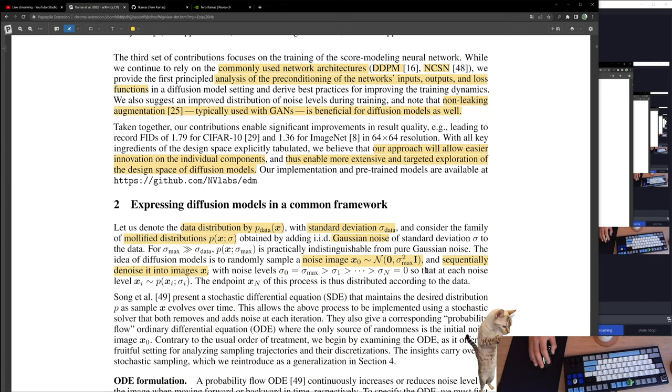Noise levels. Okay. So at the final point, right, you want a standard deviation of zero. So the noise at the very end, you ideally want no noise. And at the very beginning, you have your maximum noise. And at each individual step, the image x_i is drawn from a distribution with that standard deviation on the Gaussian noise.